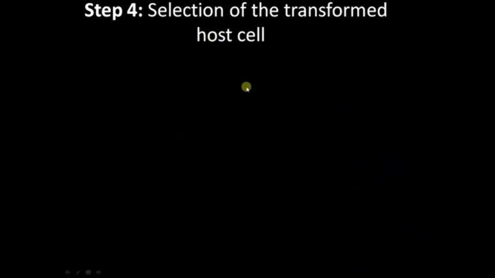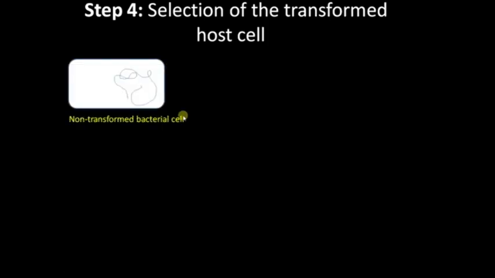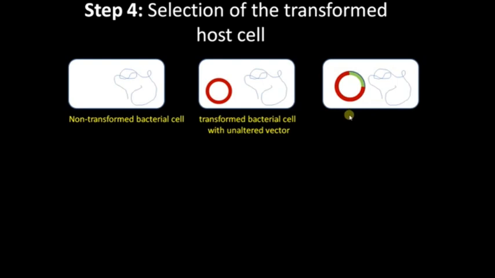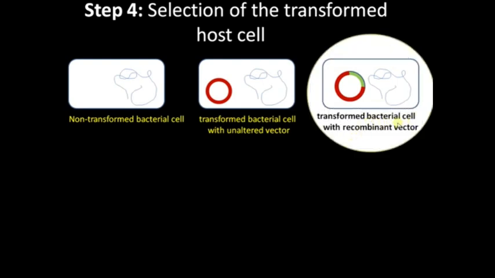Now step 4, after this step 3, we will be getting 3 types of colonies: non-transformed bacterial cell without any change, and transformed bacterial cell with unaltered vector. Vector is there, the cell has transformed but without our gene of interest, and finally the transformed bacterial cell with our recombinant vector, and this is the cell that we need to take, and this is the colony we need to select from the rest. Majority of the colonies belong to these 2 groups.